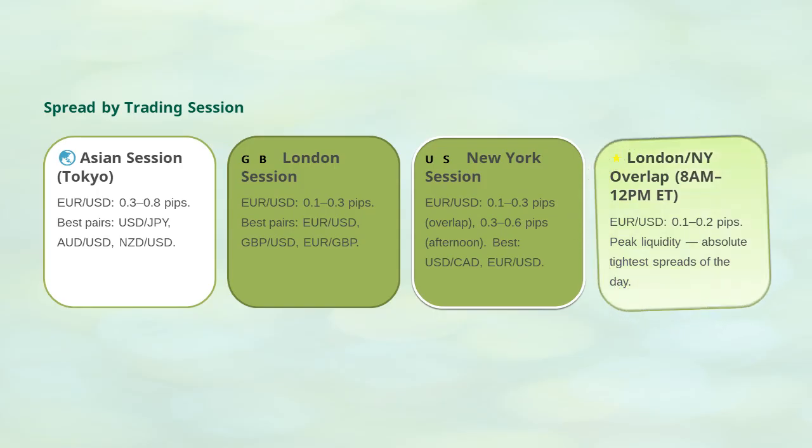The London-New York overlap from 8 a.m. to noon Eastern Time is the absolute sweet spot. Spreads on all majors can go as low as 0.1 to 0.2 pips. This is the best time to trade.